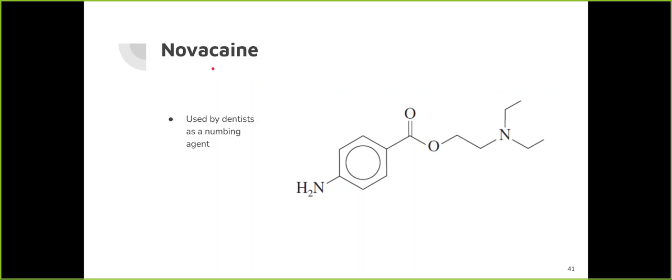Novocaine is used by dentists as a numbing agent. And again, you've got an amino group here in this long chain. All right, any questions about amines before we move to amides?